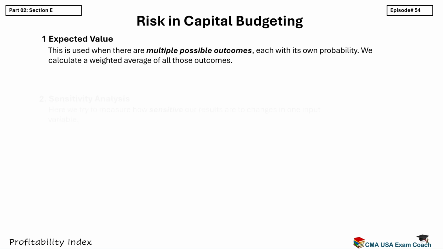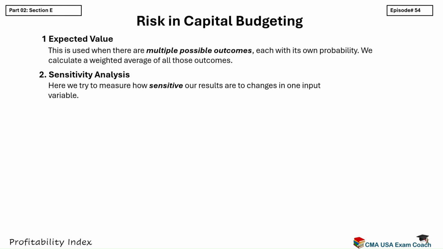The second one is sensitivity analysis. Here we try to measure how sensitive our results are to changes in one input variable. For instance, if sales volume decreases by 10%, how much will it impact the net present value? If the project is very sensitive to a single variable, then the risk is higher, because even a small change in that input will have a big impact on the outcome.